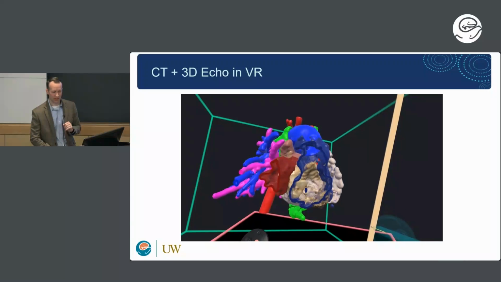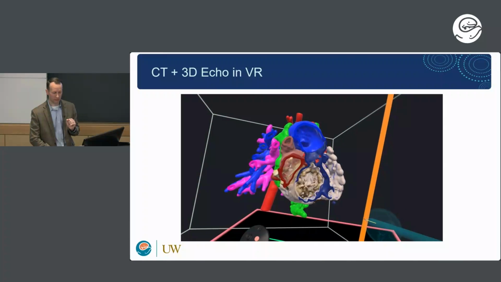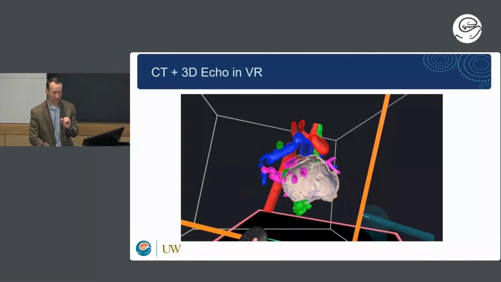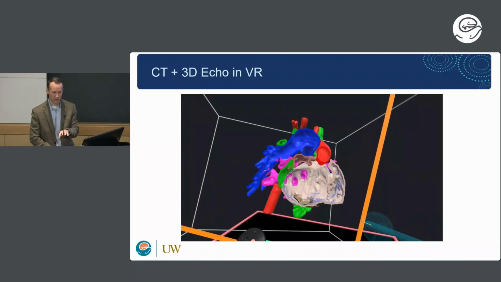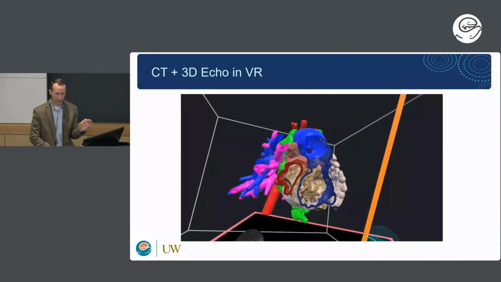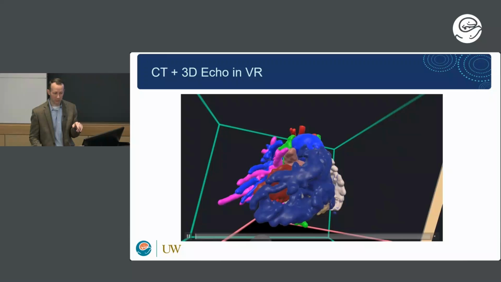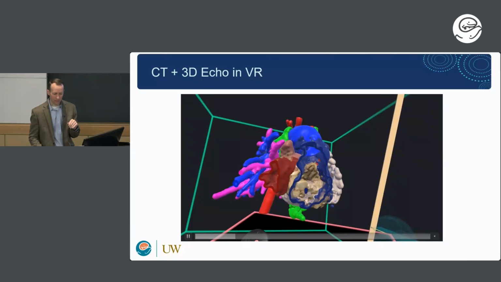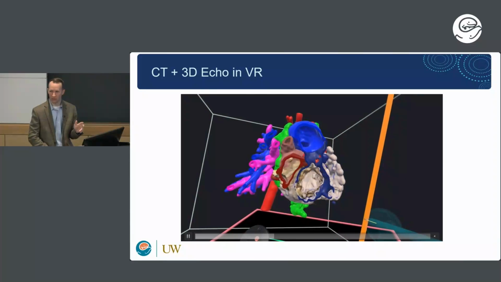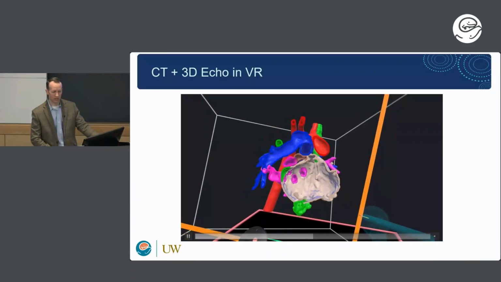And then this is actually in VR. We took that model that we had made, and you can actually take the 3D echo and superimpose it on that CT model I just showed. This is a tricuspid valve that has 3 leaflets, and you can see how it's opening and where it is in relationship to some of the other heart structures.